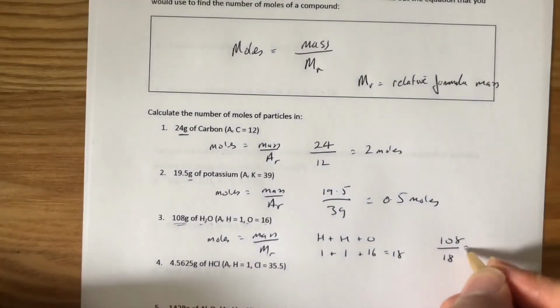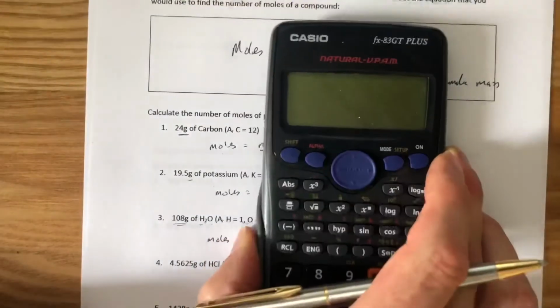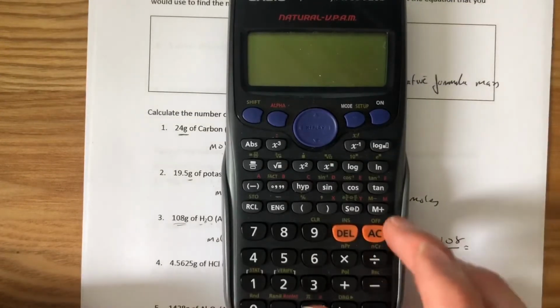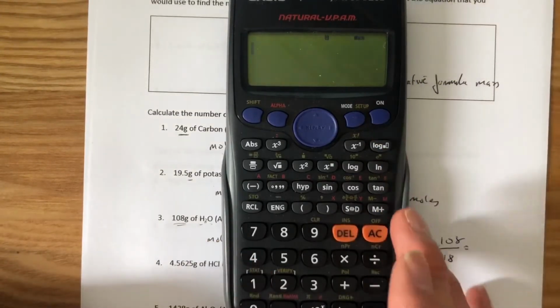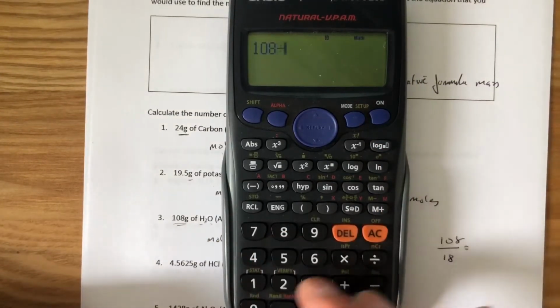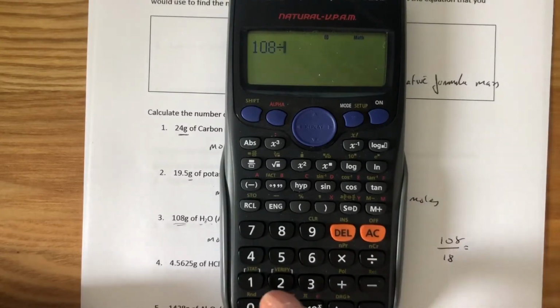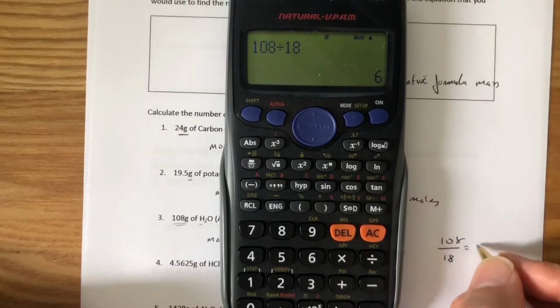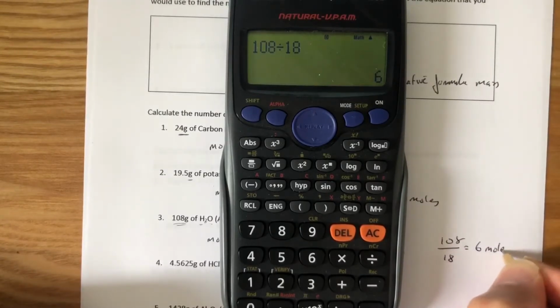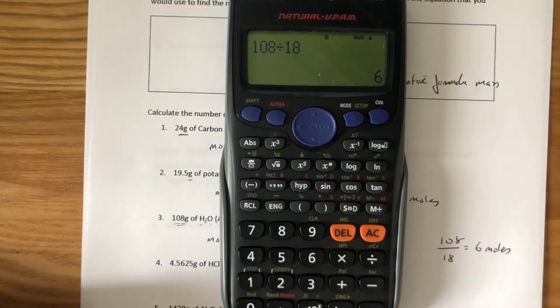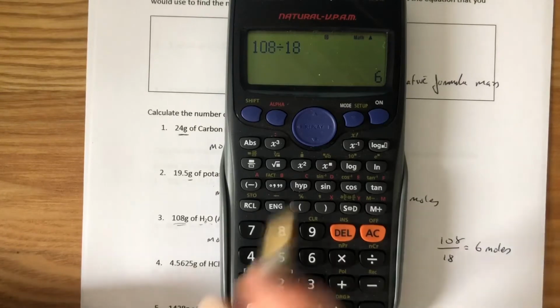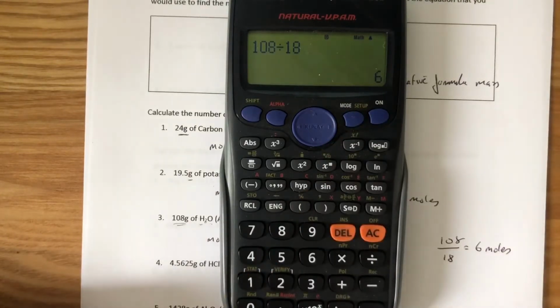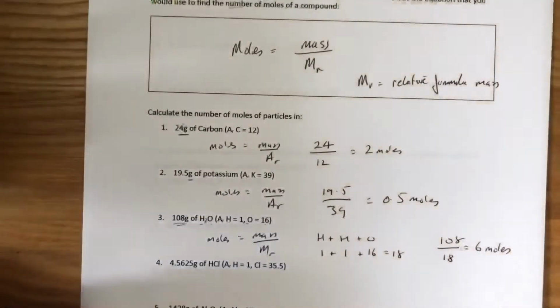My best guess is that's 6, but we'll quickly put it in a calculator just to double check that. So we've got 108 divided by 18 equals 6 moles. I always like having a little guesstimate in my head to start with, because it's so easy to put numbers in the calculator incorrectly. So if that came out something wildly different to 6, I would go and check it again, basically.